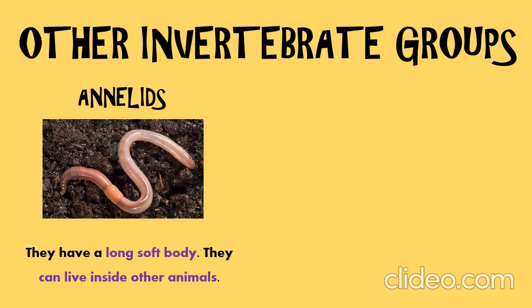Then we've got the annelids. The annelids have a long soft body, and they can live inside other animals. They are called parasites, because they can live inside other living things. They have got a long body like the myriapods with lots of parts but without legs. For instance, inside annelids we can find the earthworm.